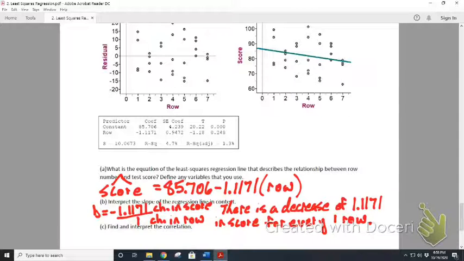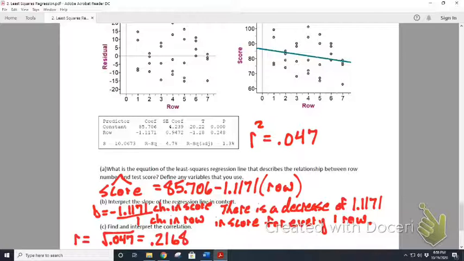Correlation, that's R, but I don't see R in the data output. I do see R squared. That's 0.047. So let's square root that and we got it. The square root of that is 0.2168. Although be really careful. What did we just get done saying on part B? Slope is negative. So throw a negative on it.